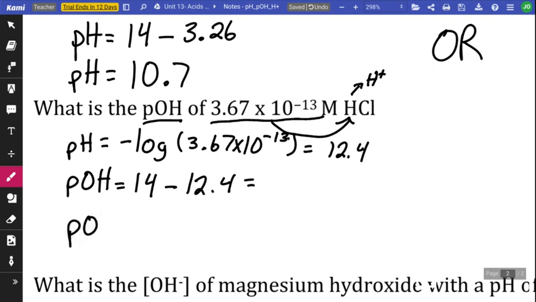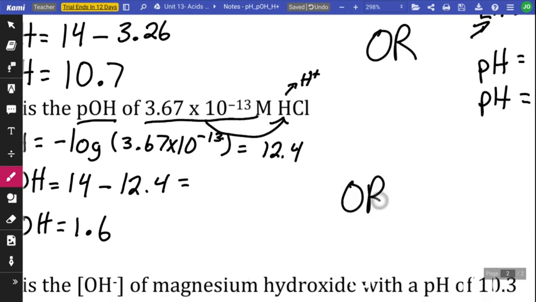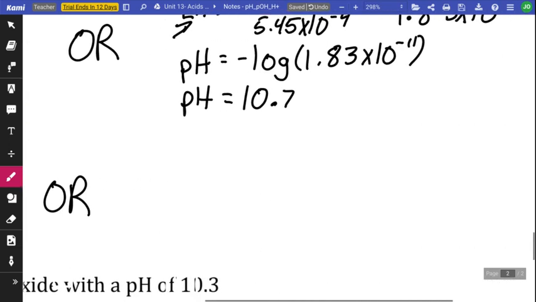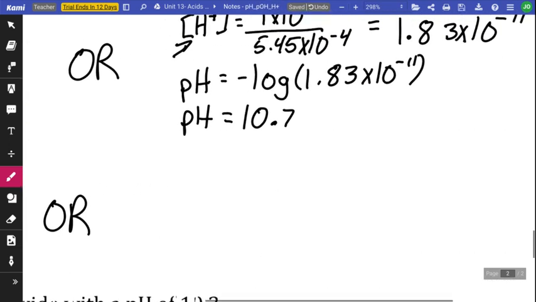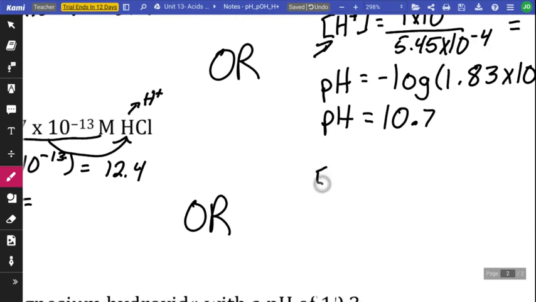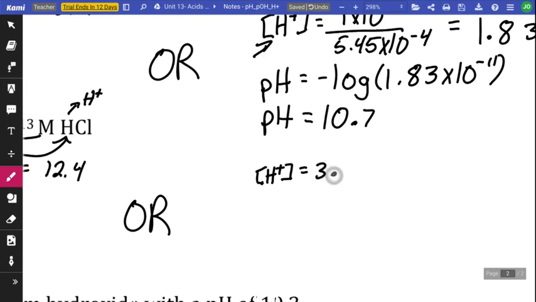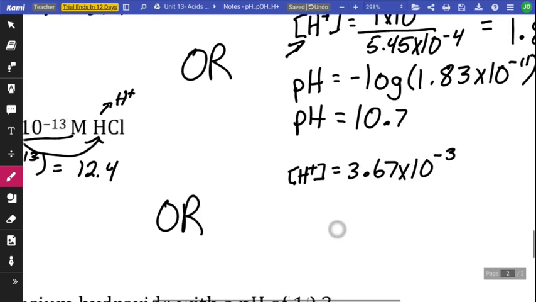So my pOH equals 1.6. Okay? Or you could do this in this other way. So I have a hydrogen concentration of 3.67 times 10 to the negative 13.